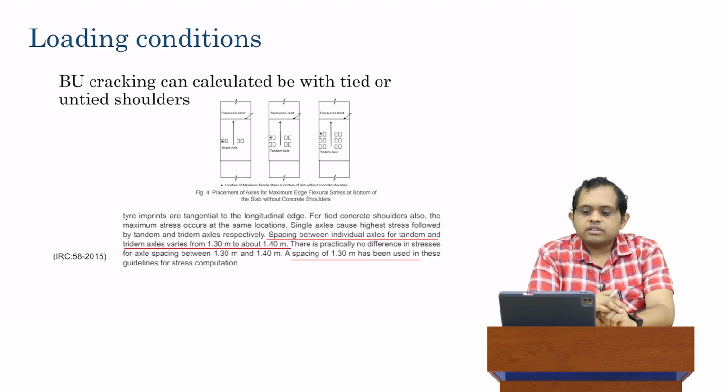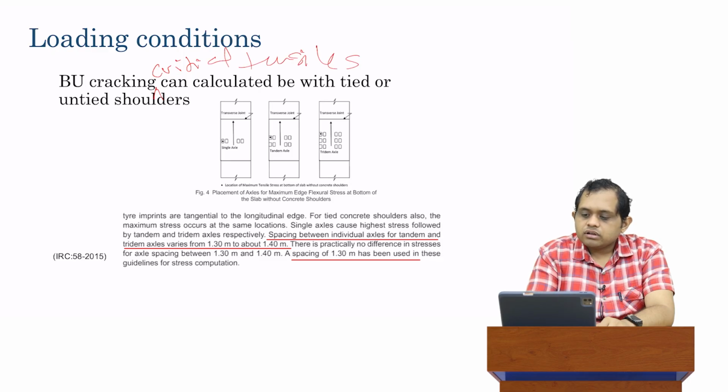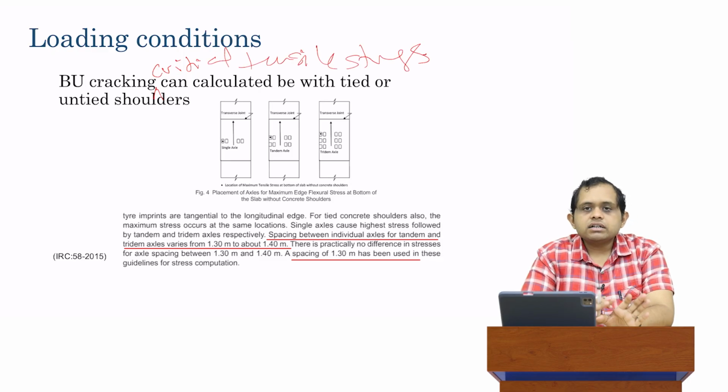They are as I show in this figure over here. So for bottom-up cracking, the stresses can be calculated, the critical stresses, I should add here, the critical tensile stress can be calculated either with a tied or an untied shoulder. So tied and untied shoulder, we had discussed a bit in the MEPDG part of it.